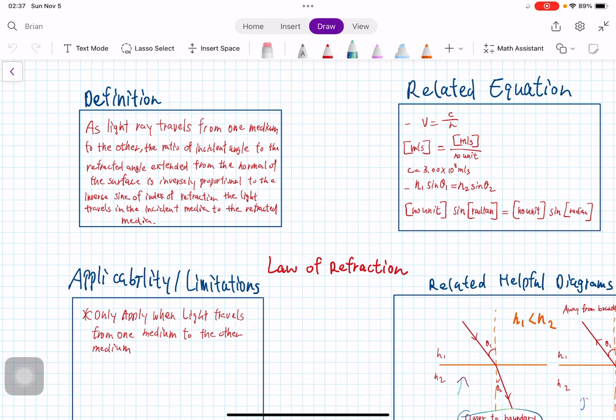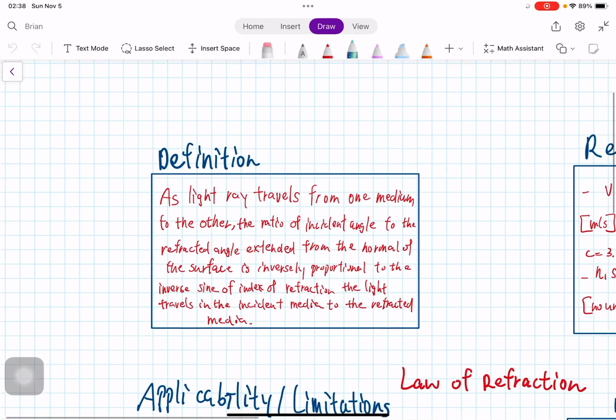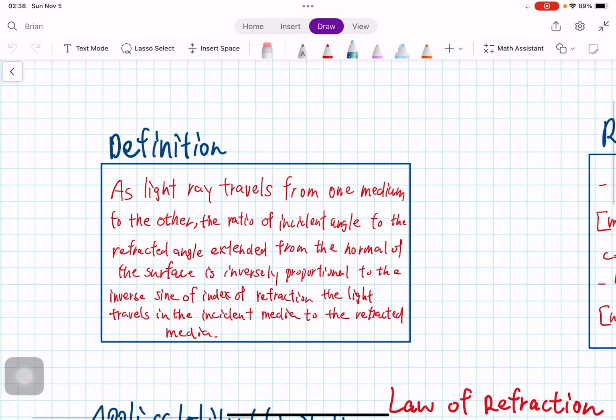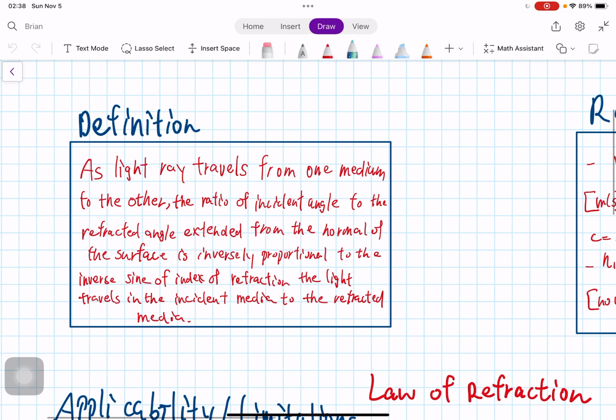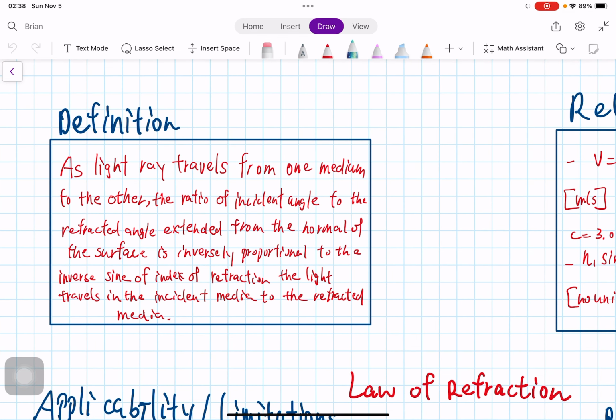In this section, we're going to cover the Frayer's diagram I made for the law of refraction. We first look at the definition. As a light ray travels from one media to the other, the ratio of the incident angle to the refracted angle, extended from the normal of the surface, is inversely proportional to the inverse sine of the index of refraction the light travels in, from the incident media to the refracted media.